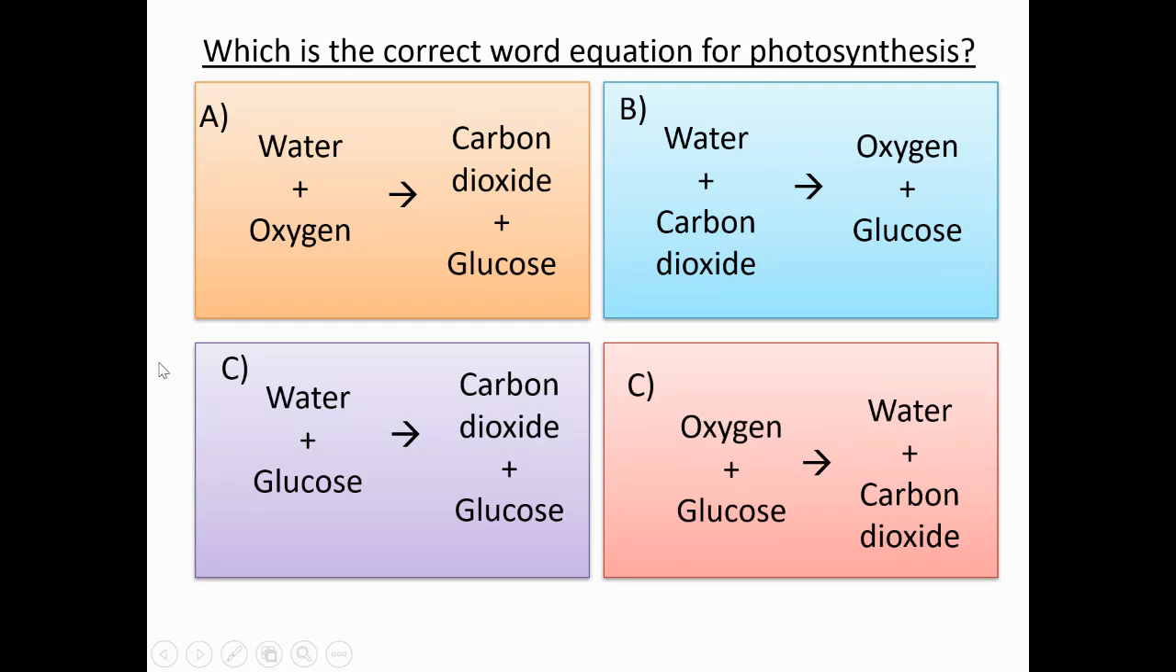Okay, just like every lesson, I would like you to pause the video and have a read of this question and just decide which fits the answer the best. Which is the correct word equation for photosynthesis? Is it A, B, C, or D? Pause the video now. When you unpause, we'll go through the answers.